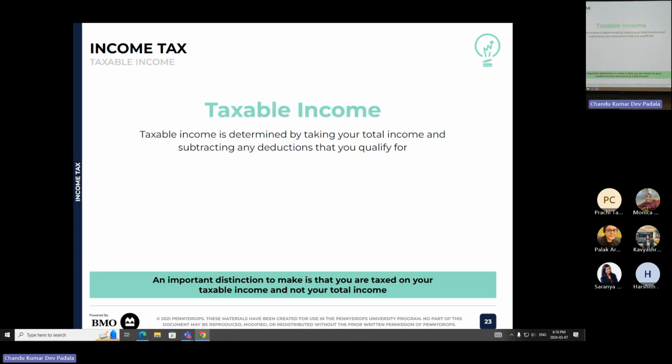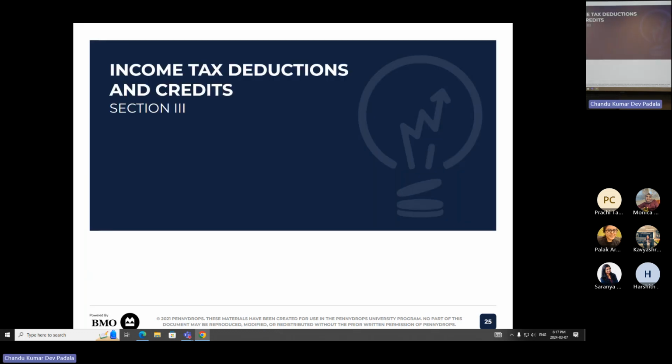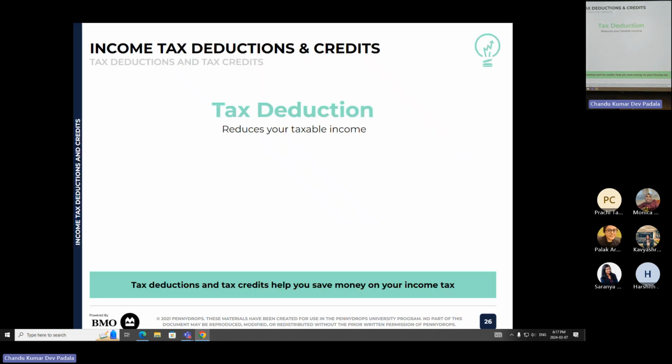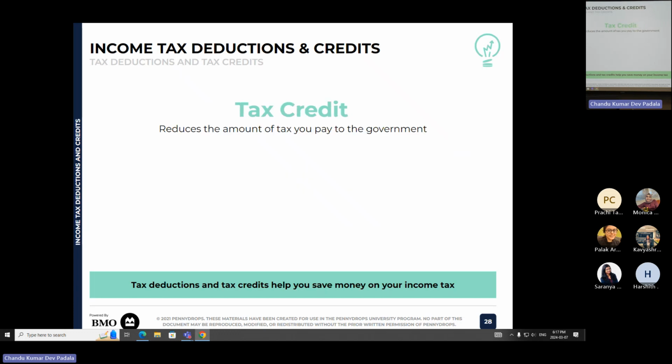Okay, so taxable income is determined by taking your total income and subtracting any deductions that you qualify for. So total income minus deductions is your taxable income. We'll dive a little bit into that. Tax deductions, as I mentioned, reduce your taxable income. And then you have tax deductions, and then you have tax credits, okay? Tax credits reduce the amount of tax you pay to the government, okay?